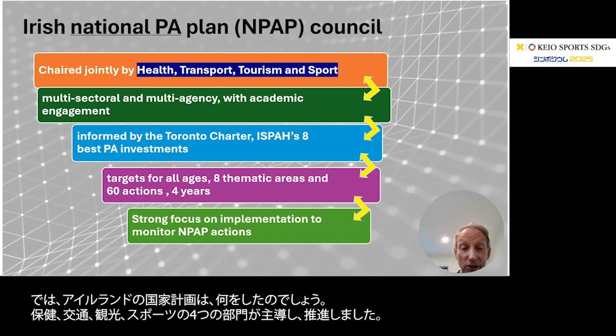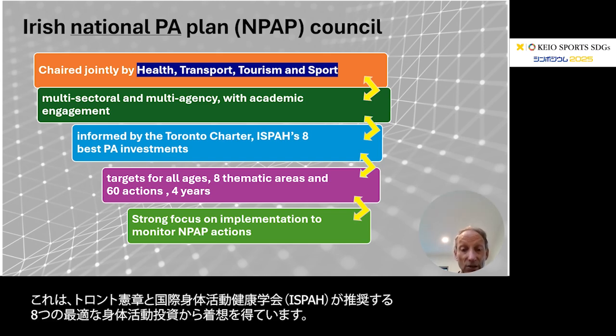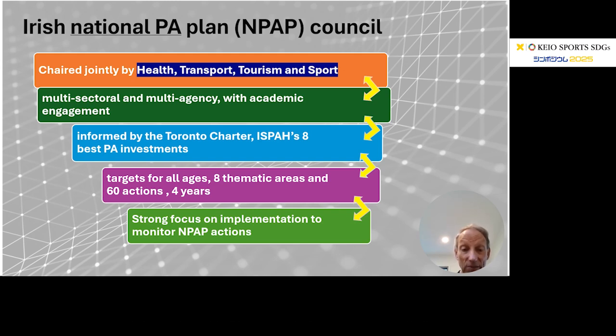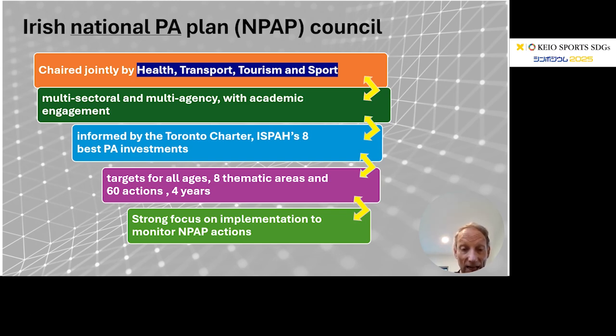And what the Irish National Plan does is it's chaired by health and transport and tourism and sport, by 4 sectors. So it's multi-sectoral and multi-agency with university and academic engagement. It's informed by the Toronto Charter and the ISPA 8 best physical activity investments. It targets all areas and has got 8 theme areas and 60 actions with a 4-year time frame, and has a strong focus on implementation to monitor the National Physical Activity Plan actions.